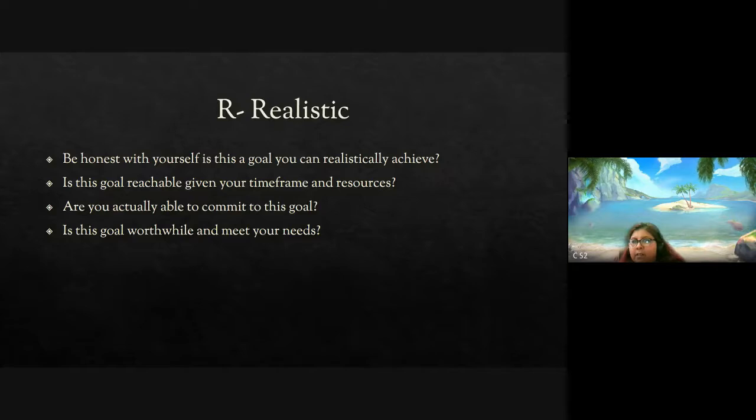So the R is realistic. You've got to be honest with yourself to see if you can realistically achieve this goal. Is this goal attainable in your time frame and with your resources? Are you actually going to commit to this goal? And that's a big one. A lot of people are like, yeah, I'm going to commit, but then they're like, yeah, but if I don't, that's okay. Well, you're not really committed.